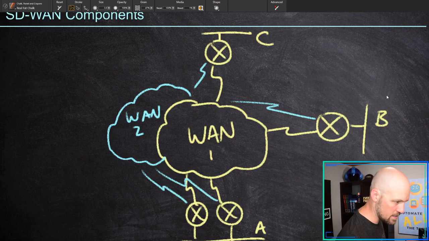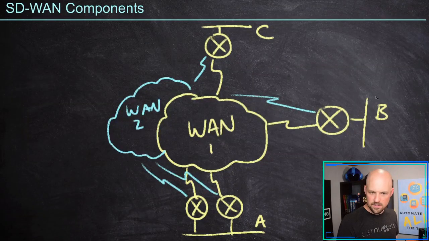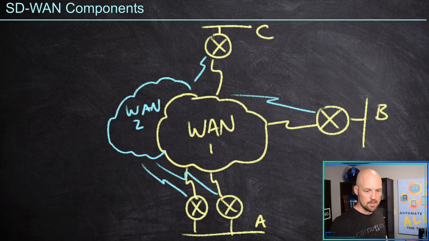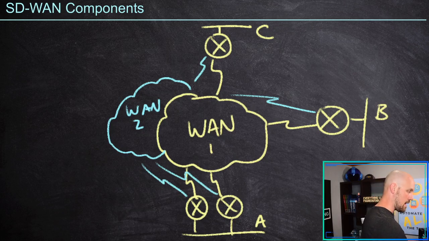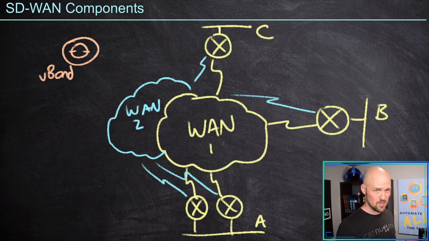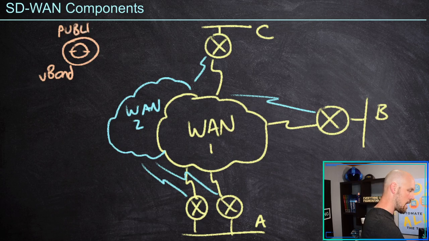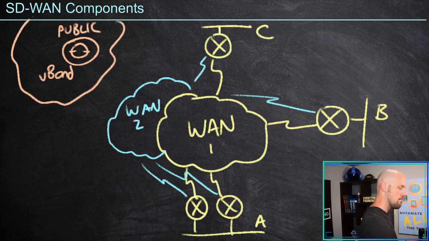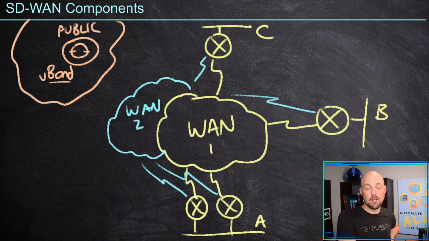Okay, the vBond next. Last but not least. This is the icon I couldn't remember last time. The vBond sits out of band from the rest of the network. That should sound familiar? vManage and vSmart were the same way. This is probably going to be in a public cloud. Here's our cloud. And its goal, the word bond should be a key reminder for us, is to glue everything together.